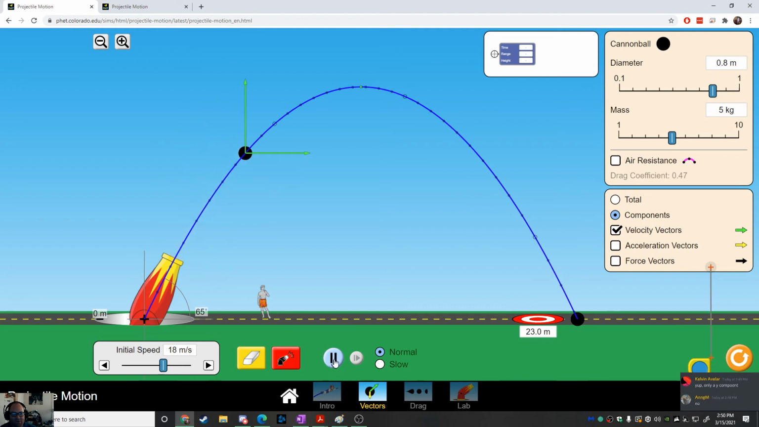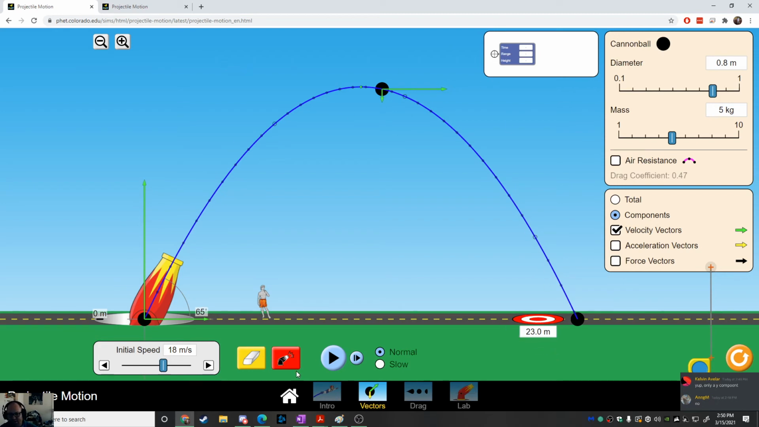The velocity in the y direction reaches 0, right, when you get to the top up here. Wish I could go backwards. I can't. But the velocity when you get right to the apex right here in the y direction drops to 0. It's positive on the left side, negative on the right side.